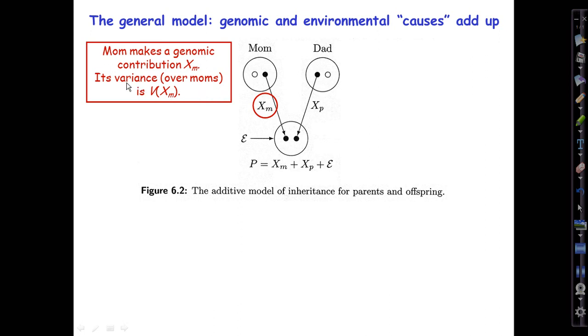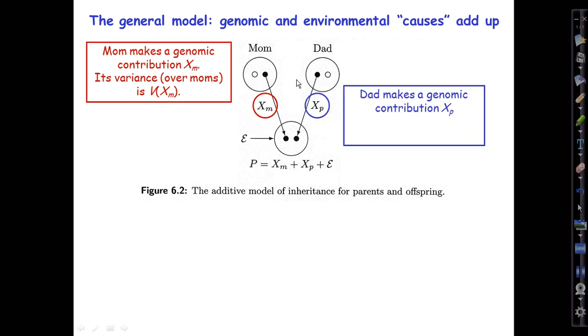And within the population, there's some variance of this genetic contribution X that moms make, and we can just write its variance as V of X sub m, just to be completely explicit. The dads do the same thing. They make a genomic contribution X sub p for paternal. I guess we should say m stands for maternal and p for paternal. And of course, it has a variance over dads of the variance of X sub p.